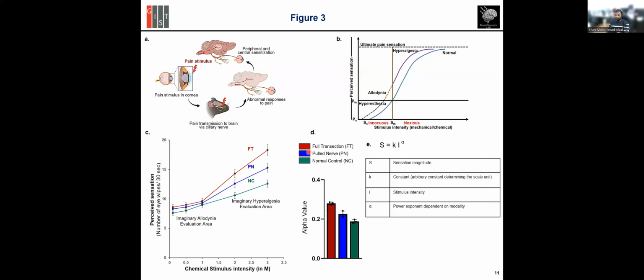For the D value, we used a linear regression method to find the alpha value. We found a greater alpha value in our full transection model, and both these models have a greater alpha value compared to the normal control. And we use Stevens' power law to calculate this alpha value. So this is the Stevens' power law formula. I calculated my alpha value using this power law exponent, and we found these changes in our full transection and normal control model.